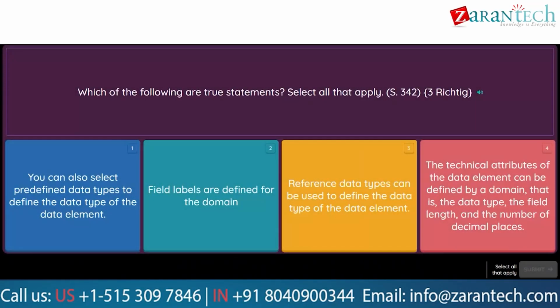Question: which of the following are true statements? Select all that apply. Option 1. You can also select predefined data types to define the data type of the data element. Option 2. Field labels are defined for the domain. Option 3. Reference data types can be used to define the data type of the data element. Option 4. The technical attributes of the data element can be defined by a domain, that is, the data type, the field length, and the number of decimal places.